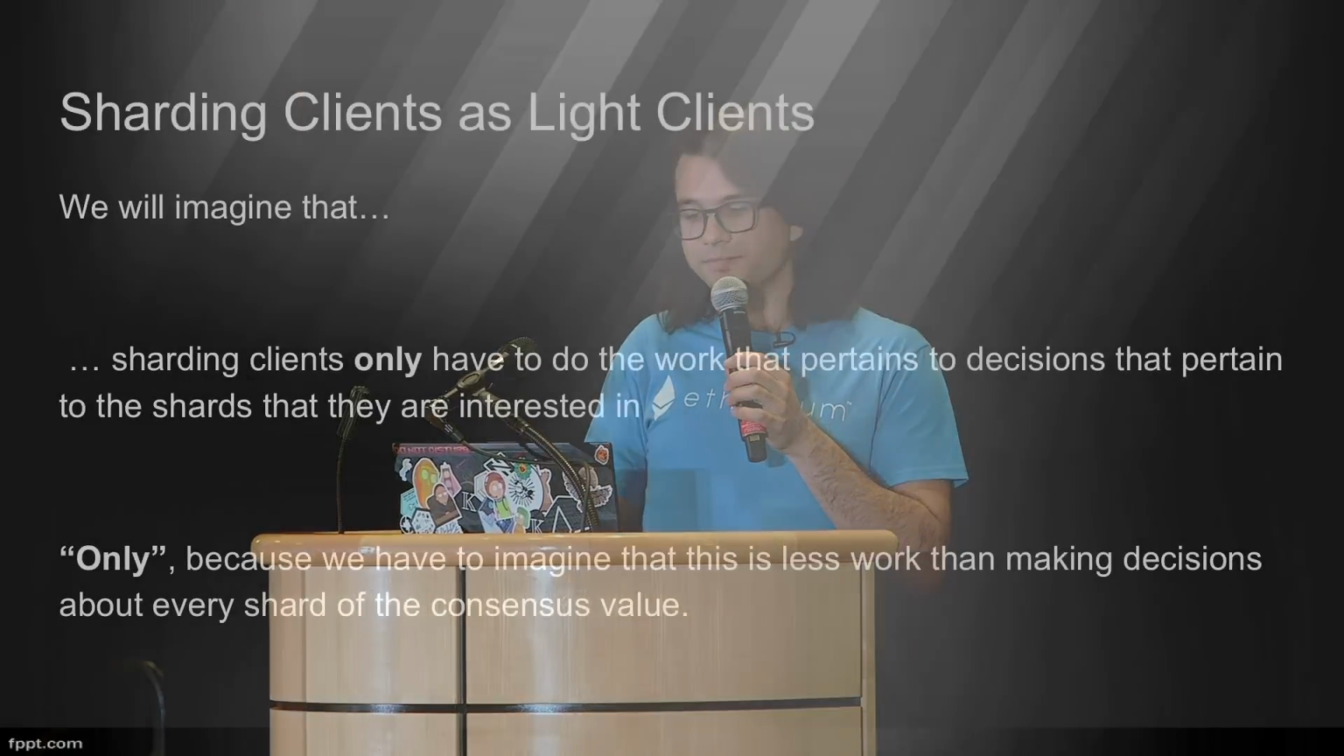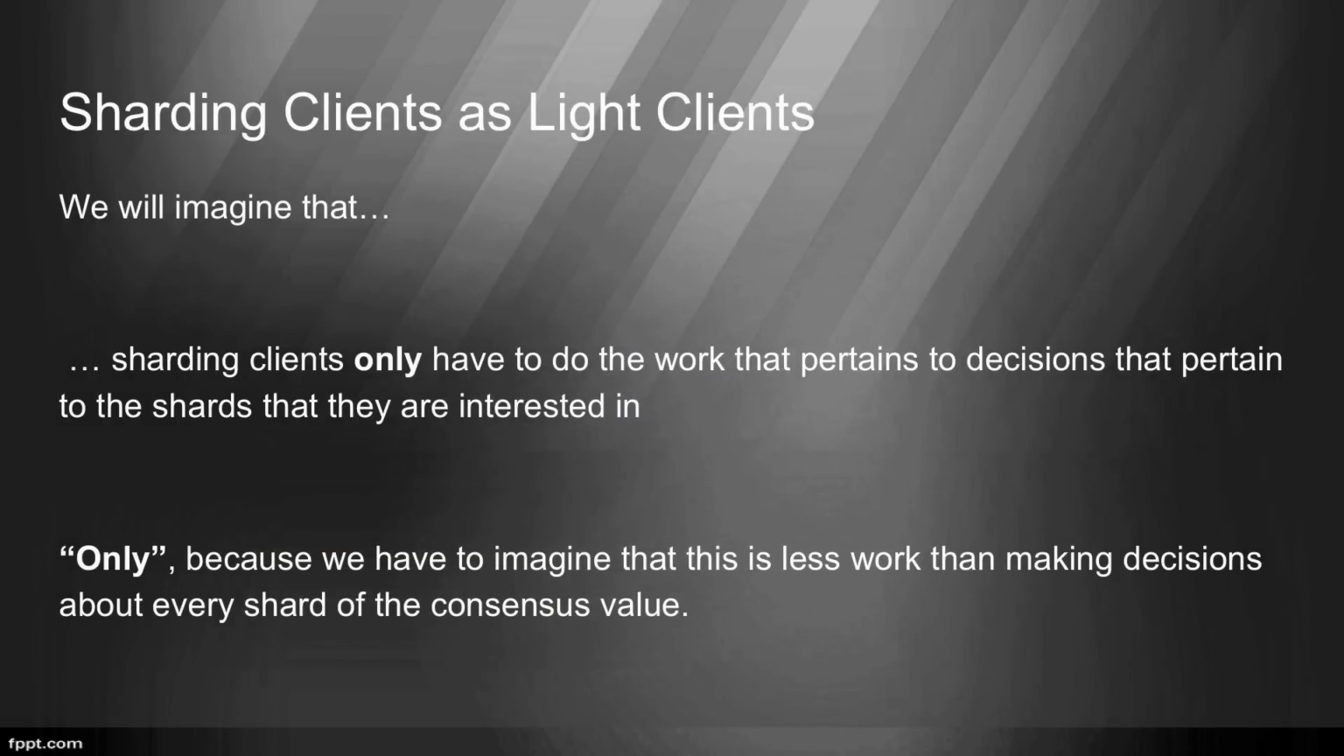I'm going to piggyback off of your hopefully prior knowledge and tell you that sharding clients are light clients. You've maybe heard about light clients before. They're a kind of consensus protocol node that somehow needs to do less work than a full node. We need to imagine, if we're going to have scalability, that nodes will only do work that pertains to certain decisions. If they're only interested in some decisions, then somehow they should only have to do some of the work. Otherwise, we're not going to get any scalability.